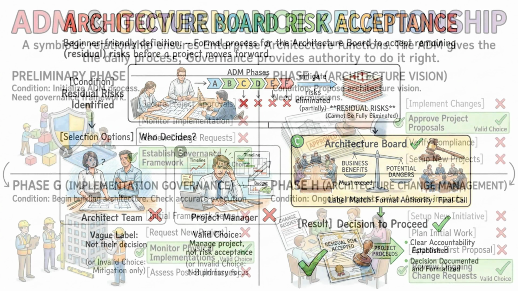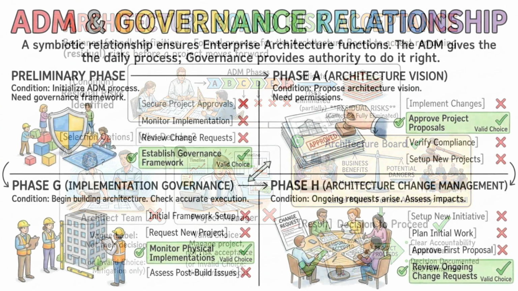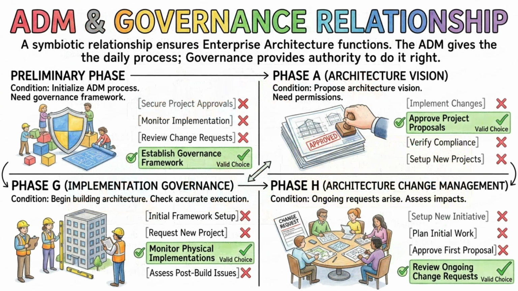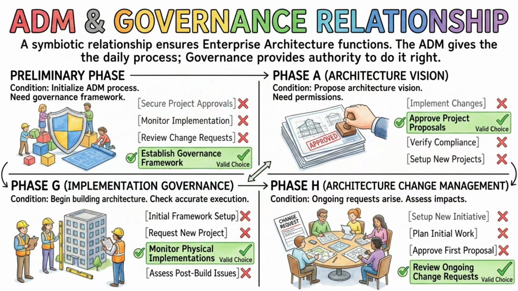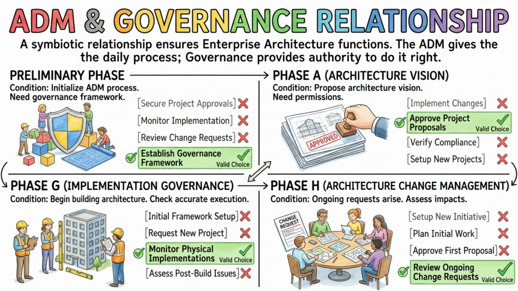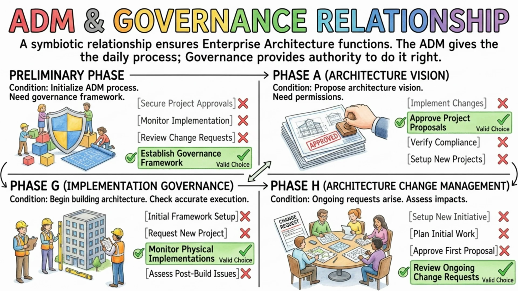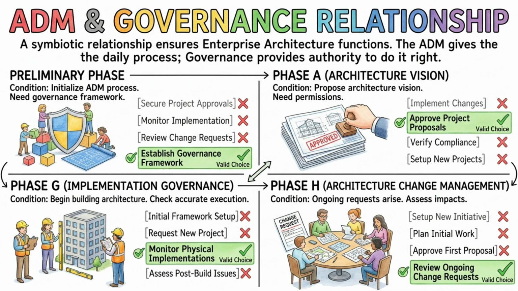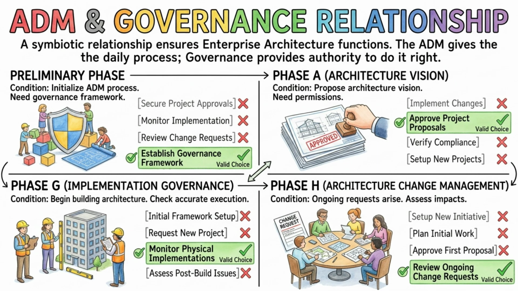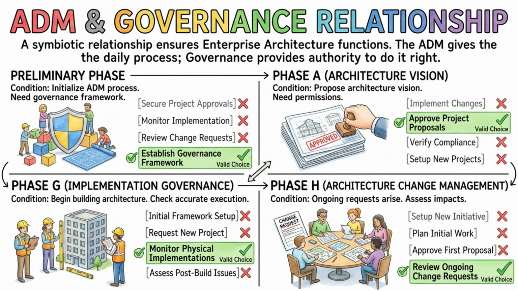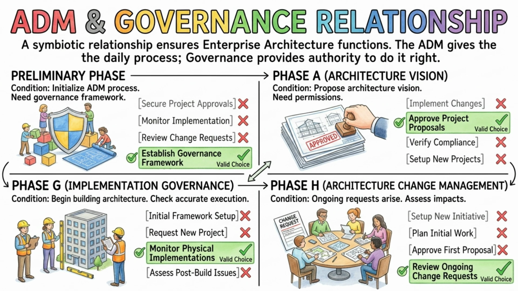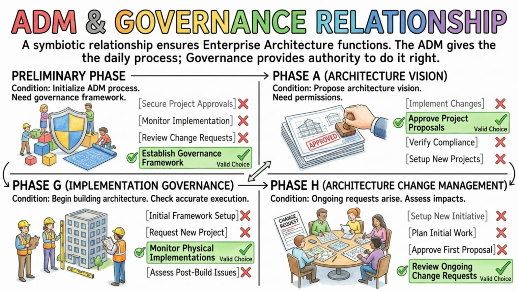It is vital to understand how governance interacts continuously with the architecture development method throughout the entire project lifecycle. Governance is established in the preliminary phase, secures project approvals in Phase A, monitors physical implementations in Phase G, and reviews ongoing change requests in Phase H. The ADM provides the process for doing the daily work, while governance provides the authority to ensure the work is done correctly. The exam expects you to recognize this symbiotic relationship, where the ADM and governance rely on each other for enterprise architecture to function.